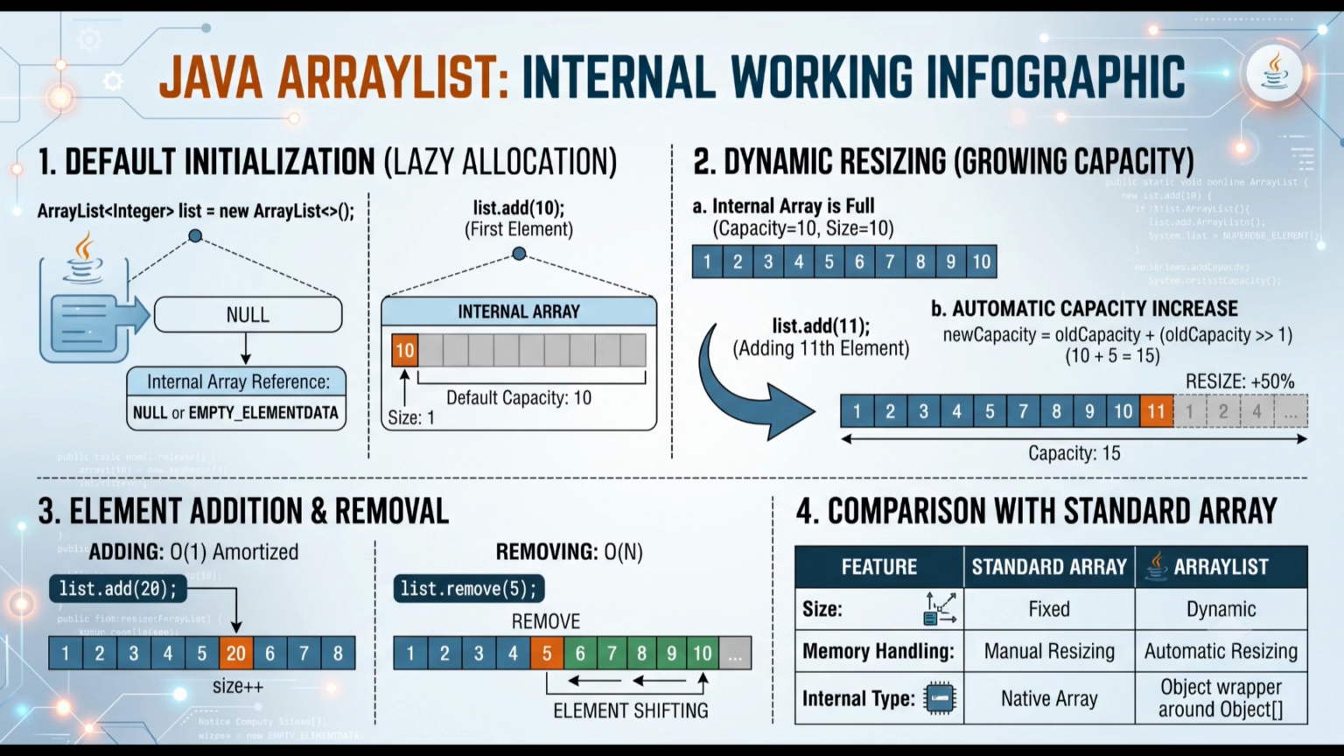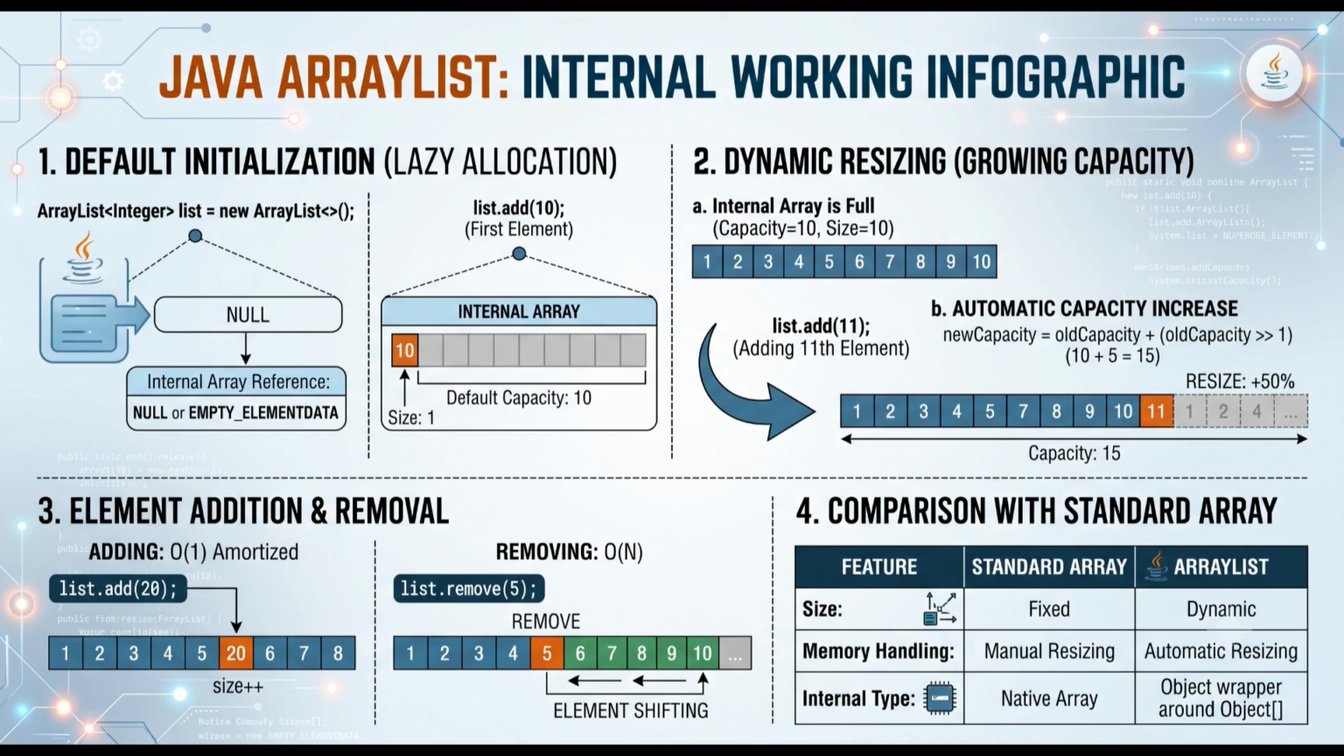has infinite space. When you add an element, it's usually super fast, what we call O(1) time complexity, because you're just dropping an item at the end of the line. But removing is different. If you remove an element from the middle, the list has to shift every single subsequent element to the left to fill that gap. That's why remove is actually more expensive than add in terms of performance.